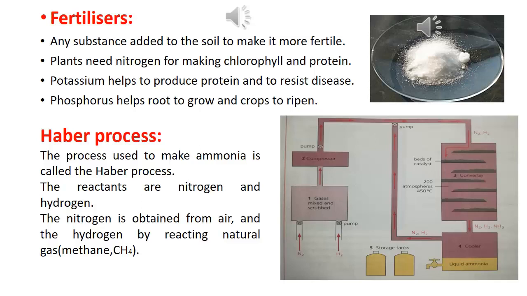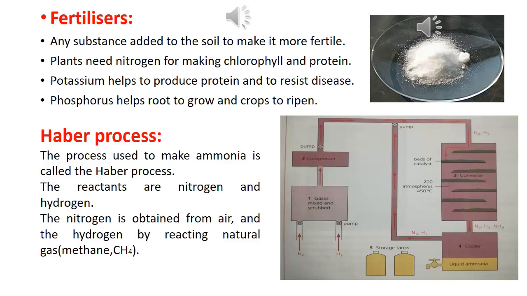Okay, steps 3 and 4 repeat continually until all the ammonia is produced. In stage 5, the ammonia is run into tanks and stored as a liquid under pressure. So the main pressure maintained here is 200 atmosphere in stage 2.